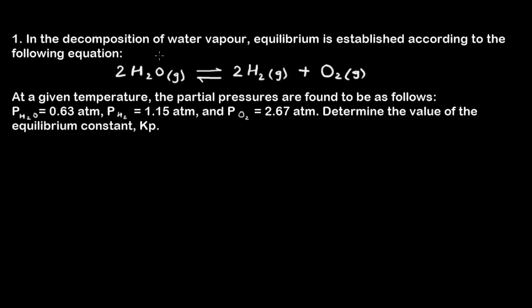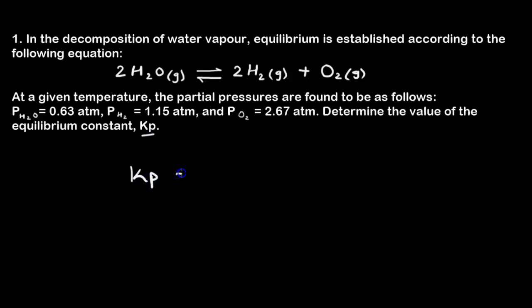The first question is: in the decomposition of water vapor, equilibrium is established according to the following equation. All three entities are in gaseous states. At a given temperature, the partial pressures are found to be as follows. So we are given the partial pressure of water, the partial pressure of hydrogen, and the partial pressure of oxygen. We have to determine the value of the equilibrium constant Kp.